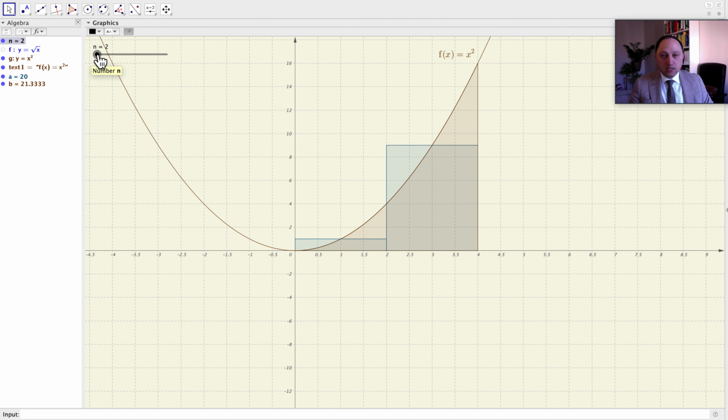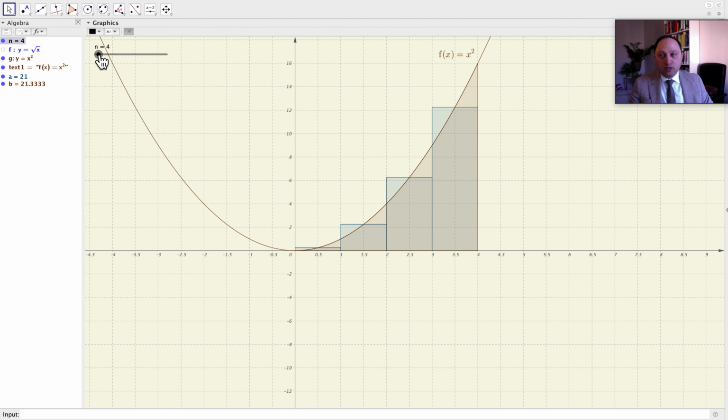Let me increase this more. We skipped this calculation if you remember, but this is the picture. And now let me make it 4. We calculated, do you remember? We got exactly 21. So this is the area of the rectangles. Already we are very close to the real value. You see, the real value is 21.33 something, and then we are actually getting 21. So that's not that bad, even for 4 rectangles.